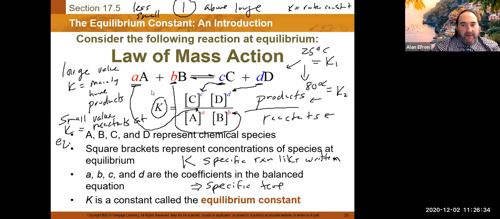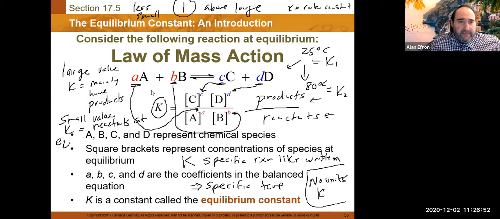The other nice thing about K is if you calculate K, it is actually just a number. So usually no units with K. It's usually just a number. And again, that number is very important in a lot of calculations. And as I mentioned before, it's very important to understand that relationship. It allows you to do the right type of calculations.